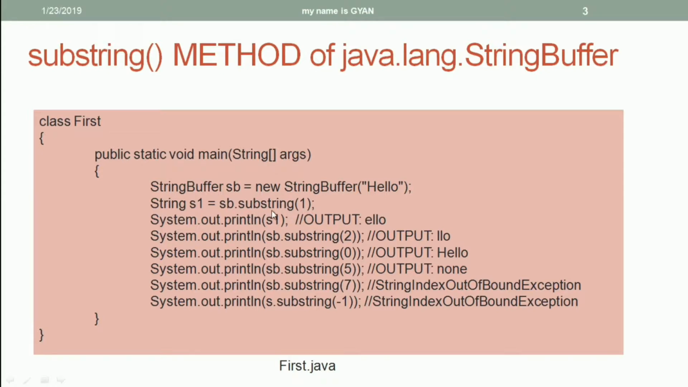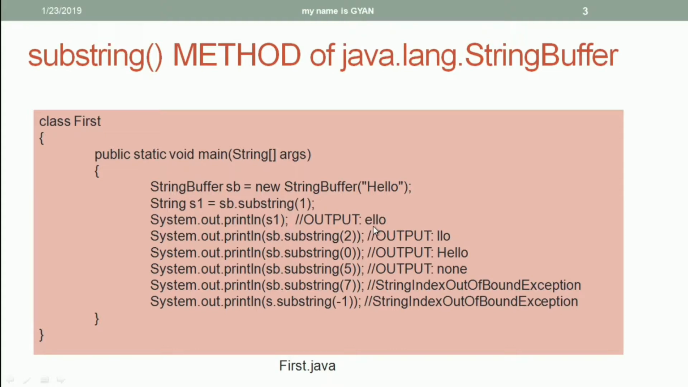So the substring method will create a new string object in the heap with the content starting from the index 1, means starting from e up to the end. Means it will take the characters E, L, L and O, and using these characters the substring method will create a new string object in the heap. Reference to that created string object will be returned by the substring method and will be stored into the reference variable s1 of type string. After that we are printing the reference variable s1, which will print E, L, L and O, the content of the newly created string.